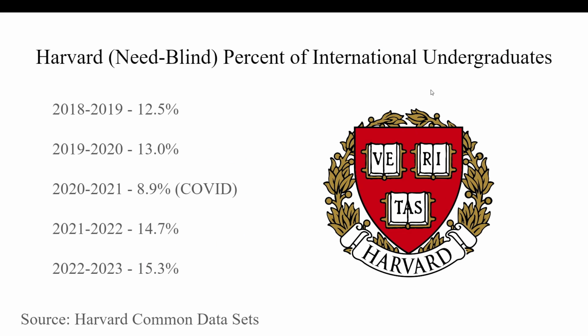Harvard has a need blind policy, and this is their percent of international undergrads starting from 2018 going to 2023. You can see that the rate has been slowly going up, and this is available from the Harvard Common Data Set, so you can search that up. Obviously, there's a small drop here during COVID. For example, students withdrawing, going just to study in their home country, or deferring entry because they don't want to go to the US. Maybe they're even banned from traveling. But you can see the acceptance rate's been slowly going up.